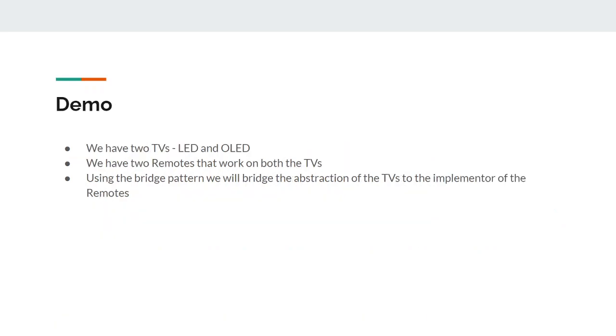So for my demo in bridge design pattern, I've created a scenario where we have two TVs, an LED and an OLED. Additionally, we have two remotes, which will both work on both the TVs, the LEDs and OLEDs. So what we'll implement here is using the bridge design pattern, we will take the abstraction of the TVs, so TV will be an abstract class, and use it to bridge to the implementation of the remotes.